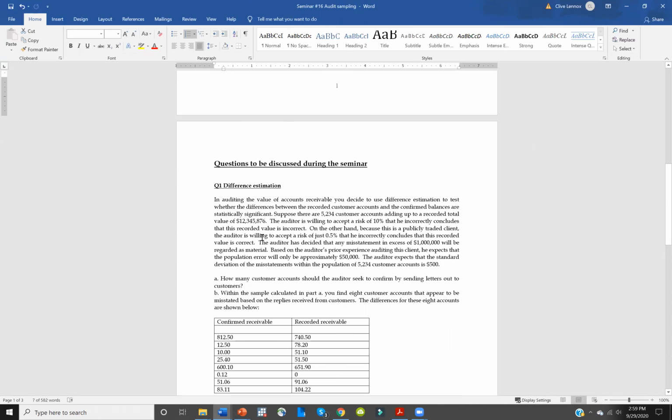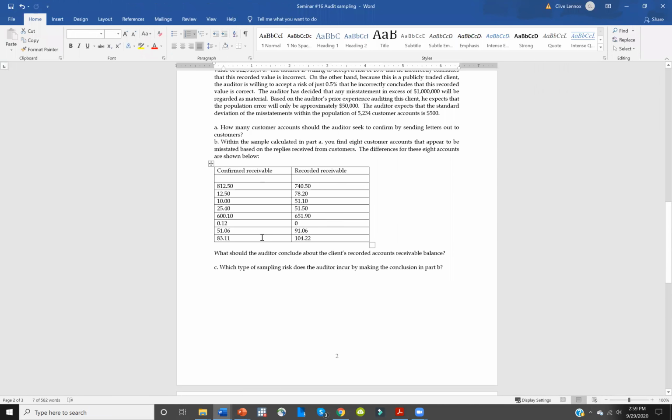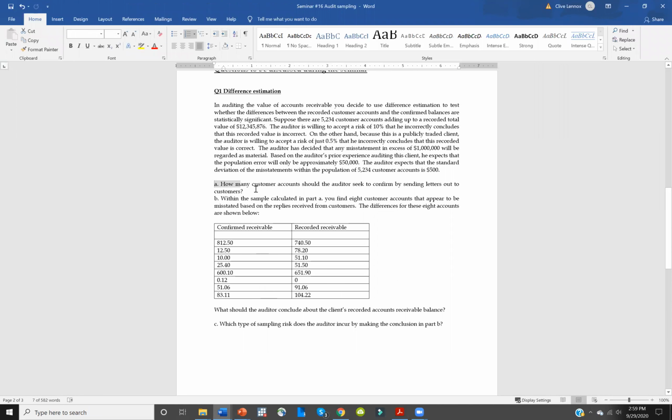The first question is difference estimation. And so 3 parts of this. First of all, I want you to tell me what the sample size should be. So how many customer accounts should the auditor seek to confirm? Then for part B, what should the auditor conclude about the client's recorded accounts receivable balance given these results in the auditor's sample? And then part C, what type of sampling risk does the auditor incur by making the conclusion that you arrived at in part B? Okay, so that's the first question for difference estimation.